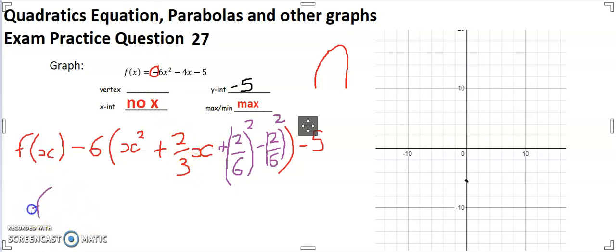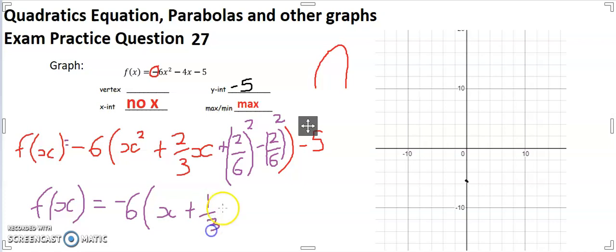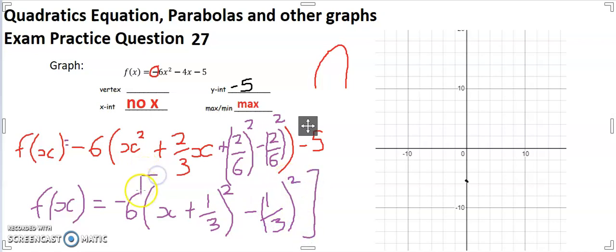So I can rewrite my equation as f(x) is equal to negative 6 times (x plus 2/6. I can simplify that to 1/3 to make it easier. So plus 1/3) squared. Now I'm left with minus 1/3 squared. And that is all in this big bracket here. And then minus 5 on the outside.